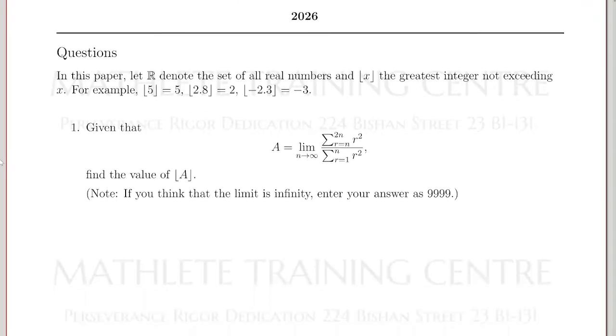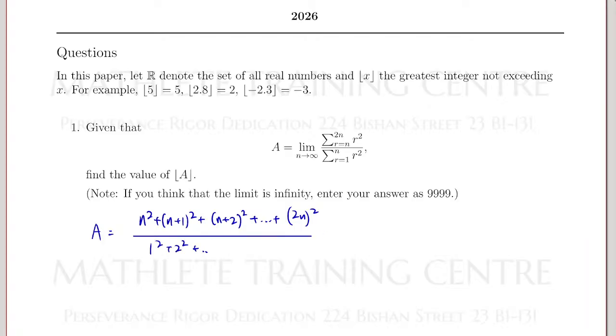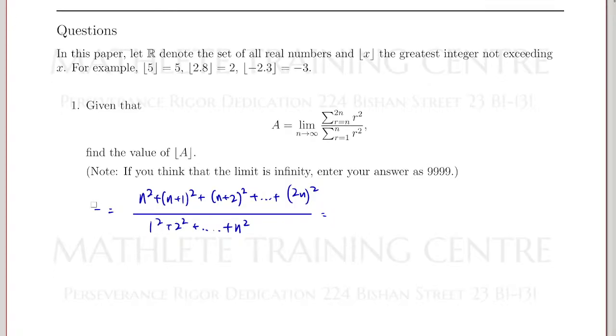Okay, question number 1. So question number 1, what we have is this. A is the limit of the summation for r equals n all the way until 2n of r squared on top, and then from r equals 1 to n of r squared below. So basically A is going to be the value of n squared, (n+1) squared, (n+2) squared, all the way up to (2n) squared. And in the denominator, we have 1 squared plus 2 squared plus all the way up to n squared. Now, actually that's not exactly A, because A is the limit, right? But rather, let's call it our expression.